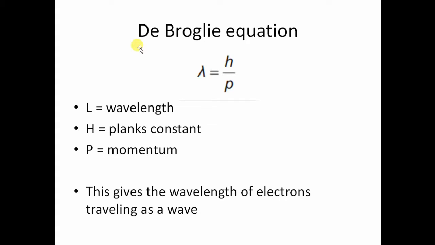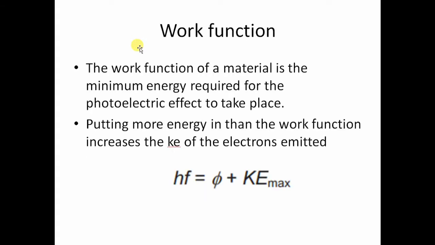This is quite related to the Einstein equation, which we're looking at here, and the work function of materials. The work function of a material is the minimum energy for the photoelectric effect to take place. So basically, any energy below this, no electrons will be emitted. If we have more than this work function, electrons will be emitted, which is what we like.